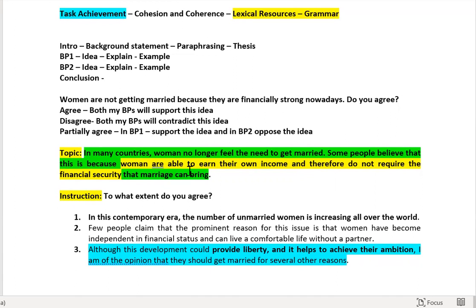What I used to do in my exam, I just count the number of words in one sentence. For example, it's 15 or 10.